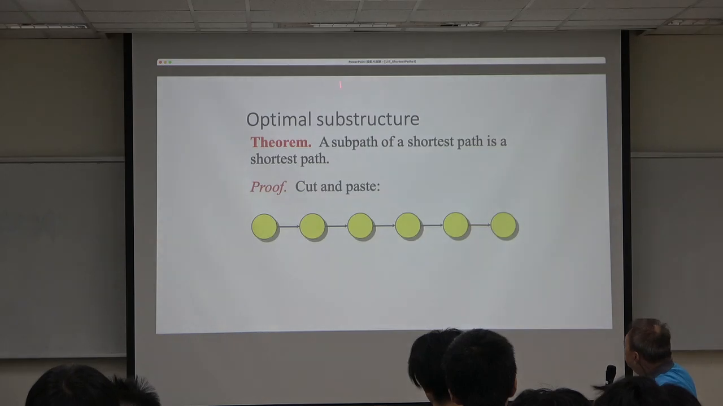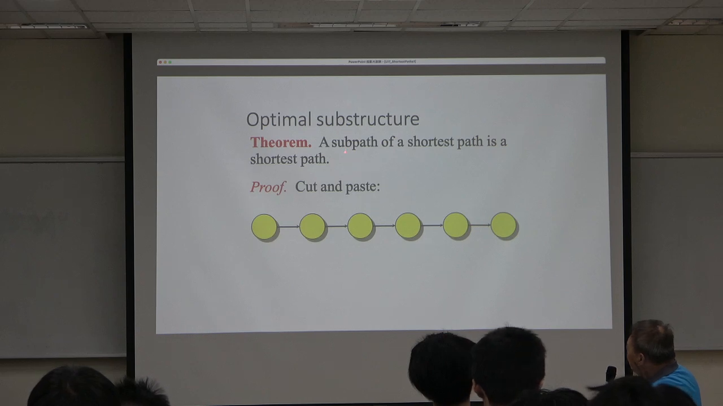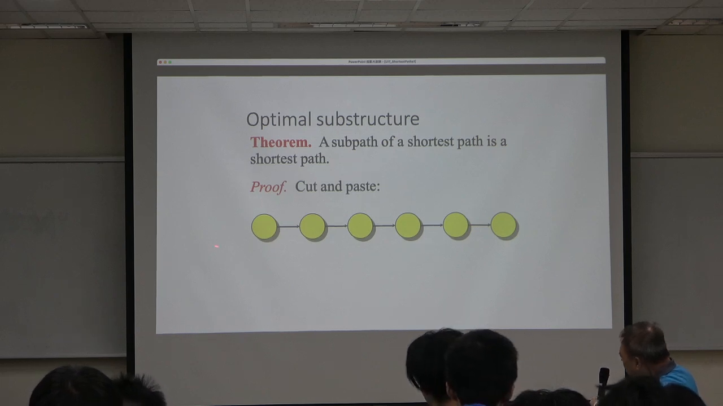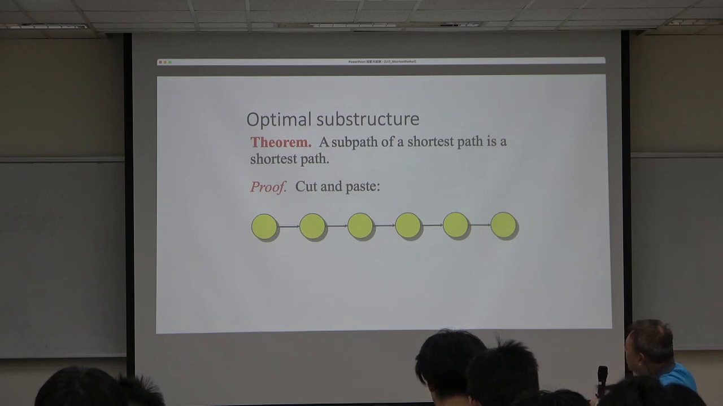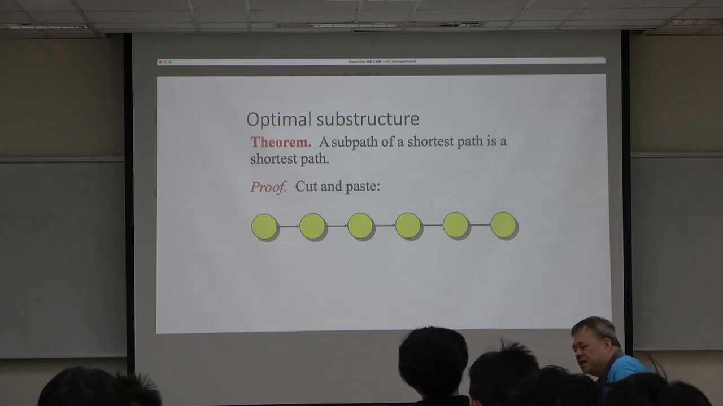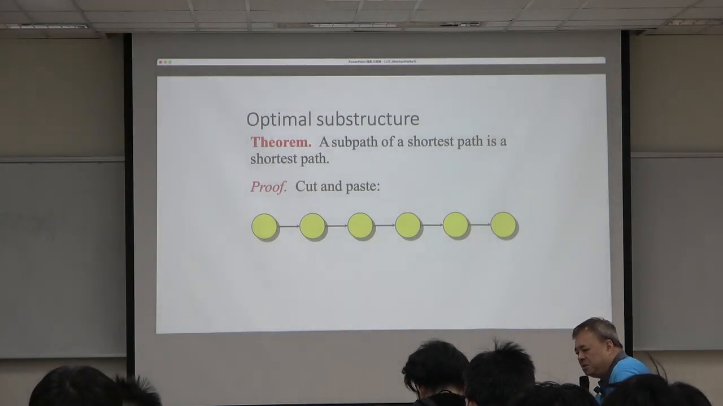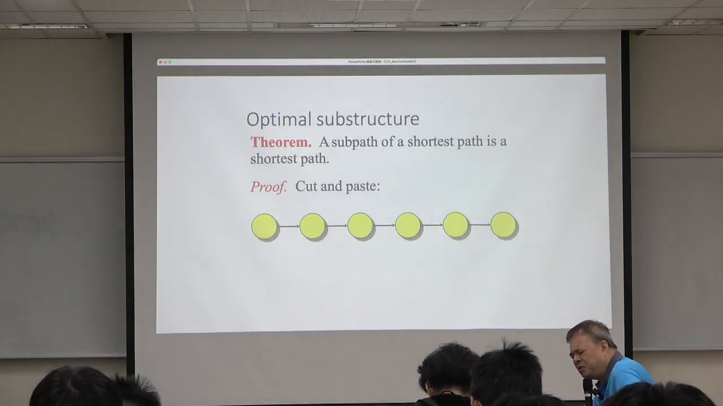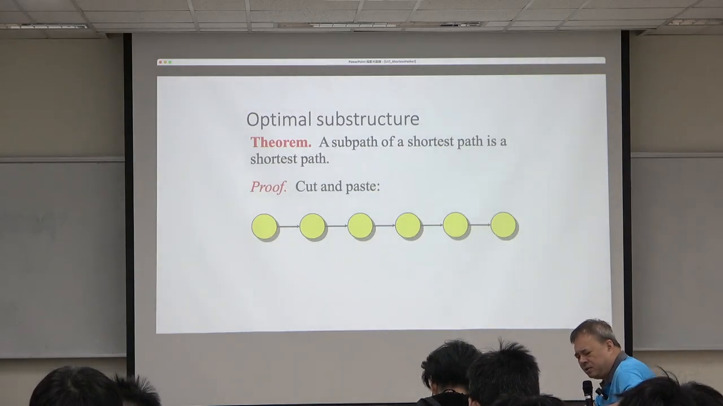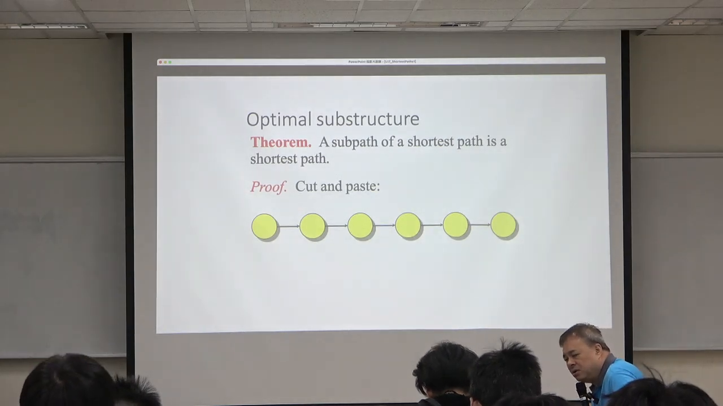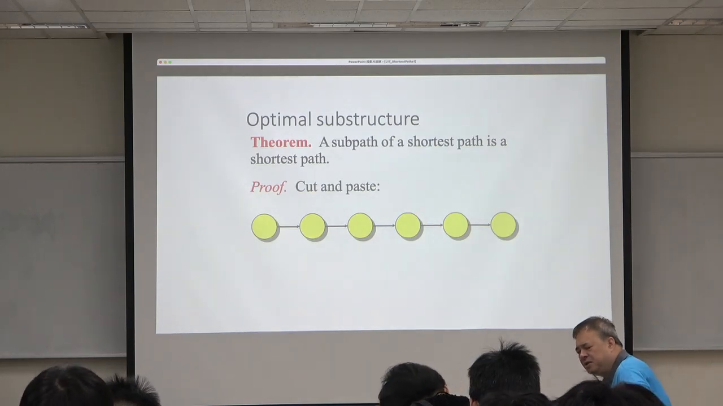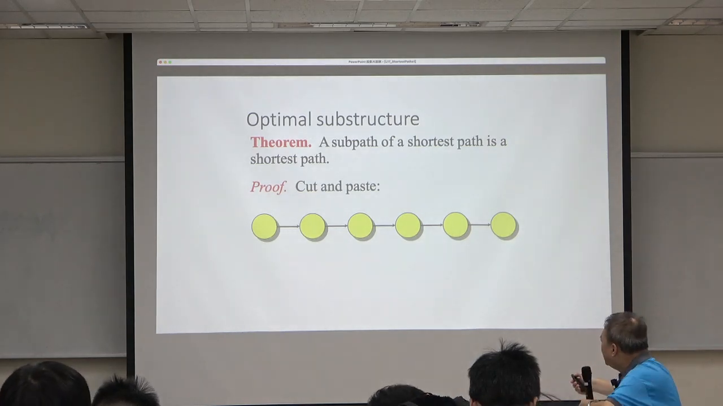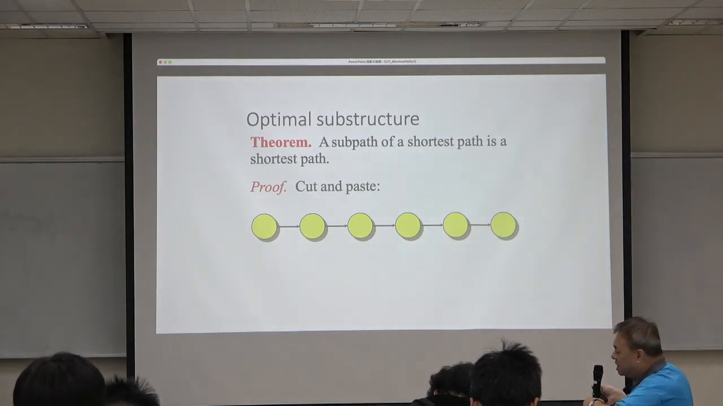So next one: a subpath of a shortest path is a shortest path. So the shortest path has this optimal substructure, which is important for both dynamic programming and greedy algorithms, right? In both dynamic programming and the greedy algorithm, we are looking for optimal substructure.